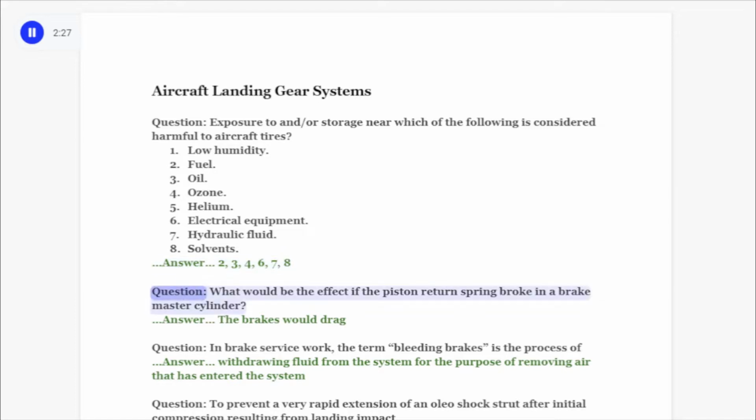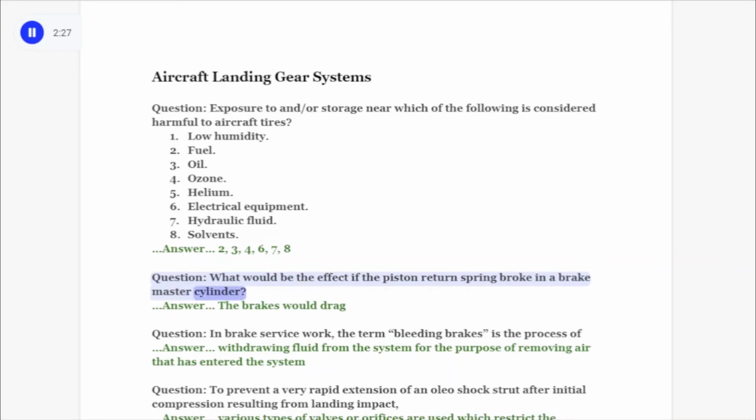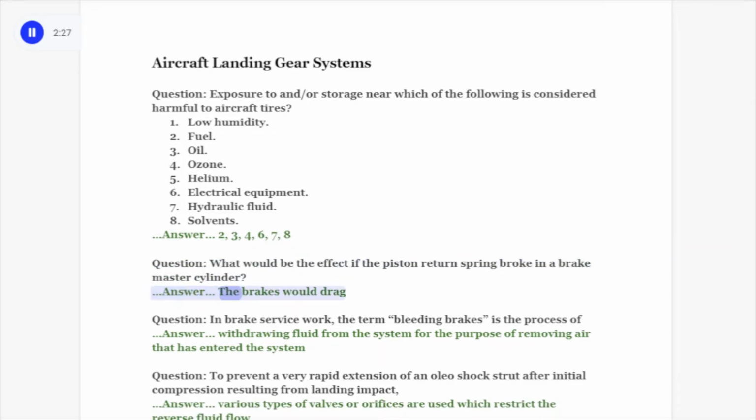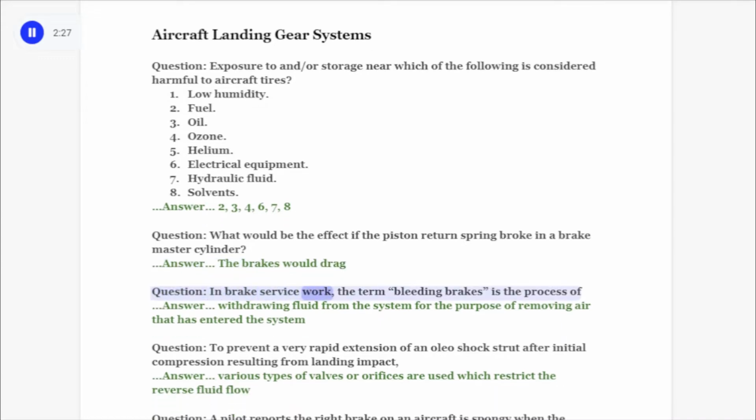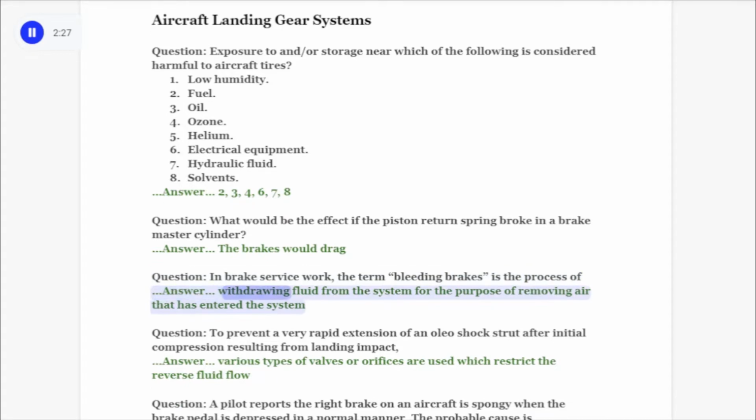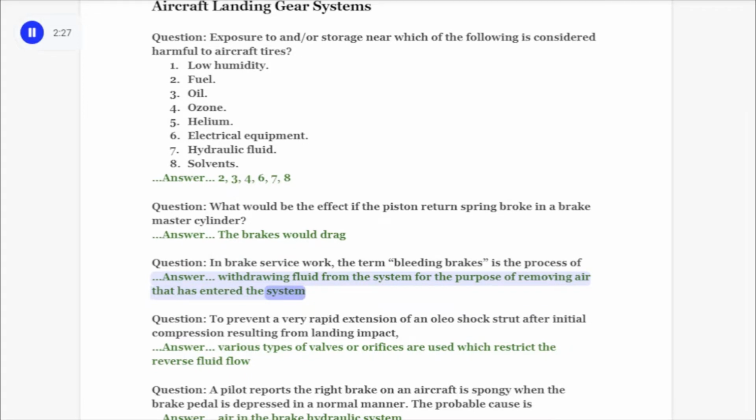Question: what would be the effect if the piston return spring broke in a brake master cylinder? Answer: the brakes would drag. Question: in brake service work, the term bleeding brakes is the process of. Answer: withdrawing fluid from the system for the purpose of removing air that has entered the system.